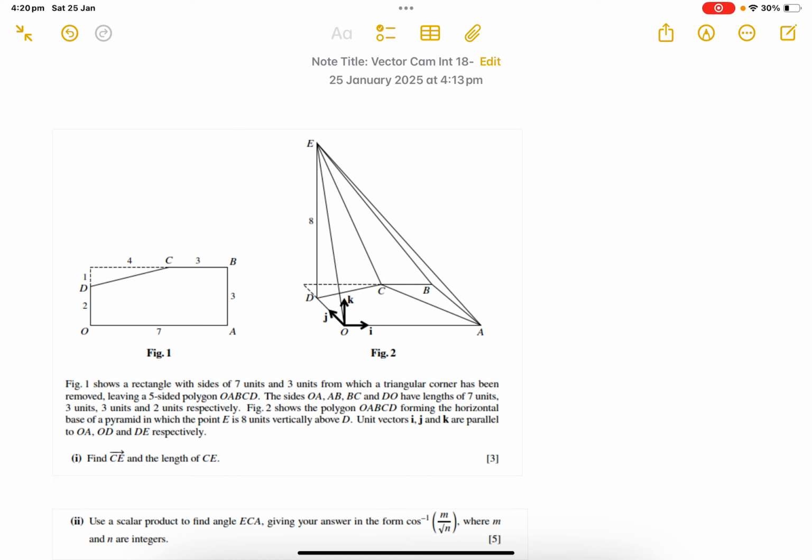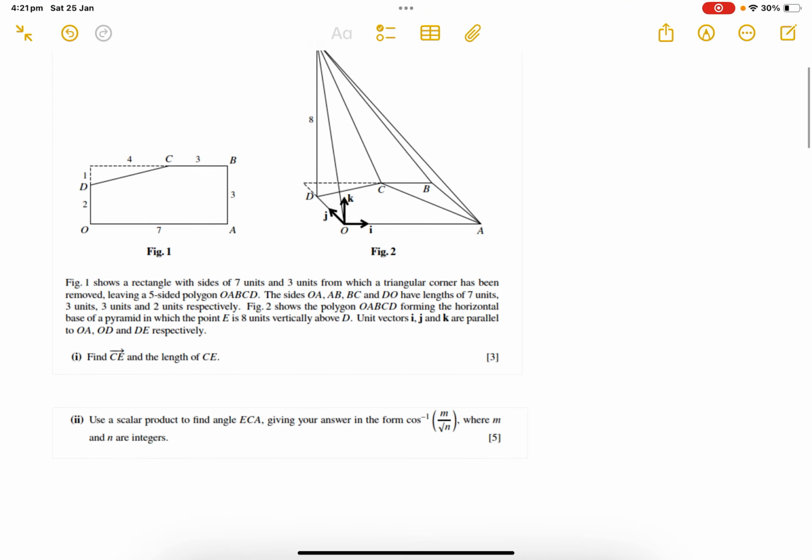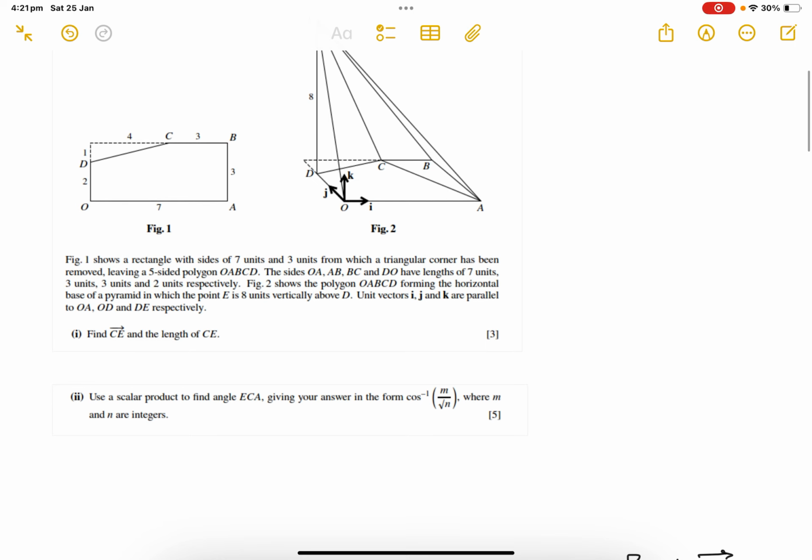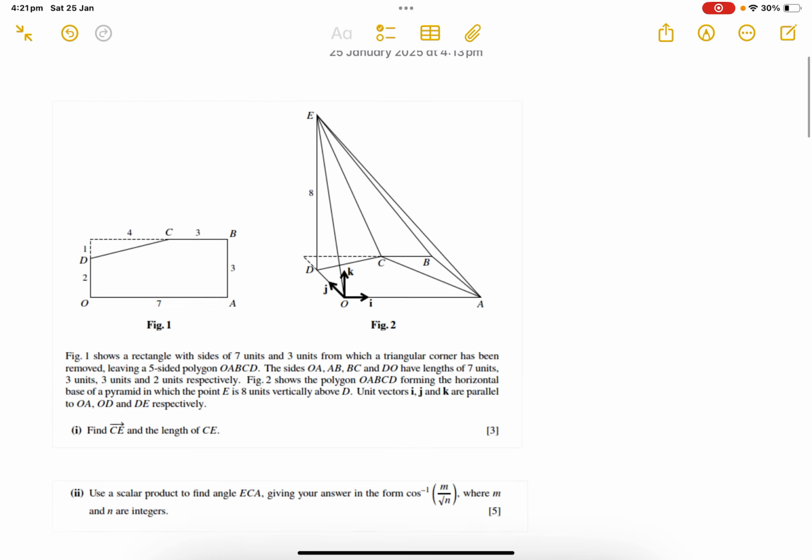It's a pretty detailed diagram and wordings. But if you look at the marks, only 3 marks. So the question is supposed to be pretty straightforward. Let's start. They ask you to find vector CE.